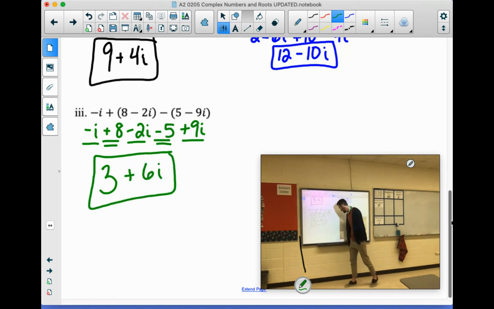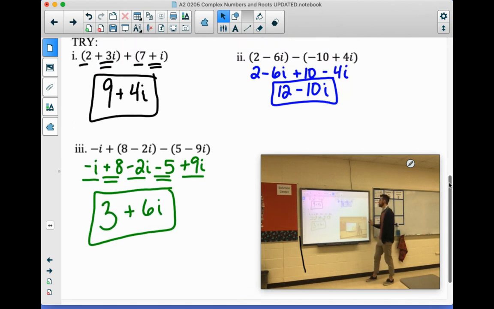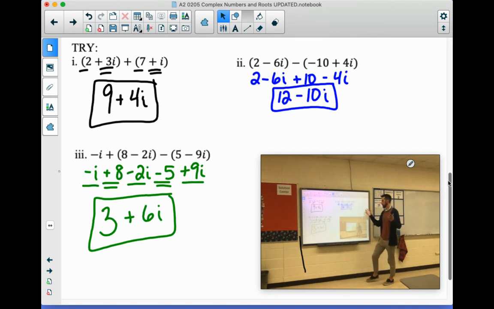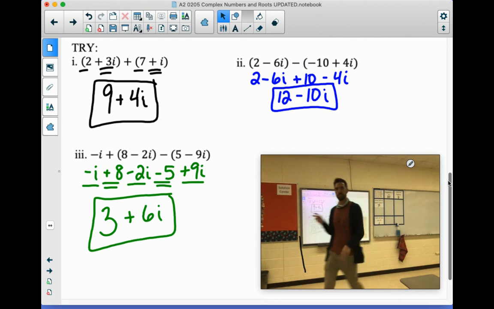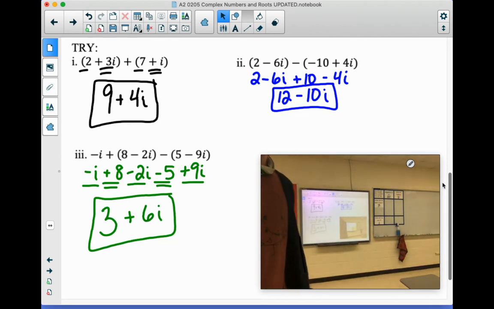3 plus 6i. Let's scooch this back up so you can see all 3 of them again. There we go. All right, let's get into some multiplication.